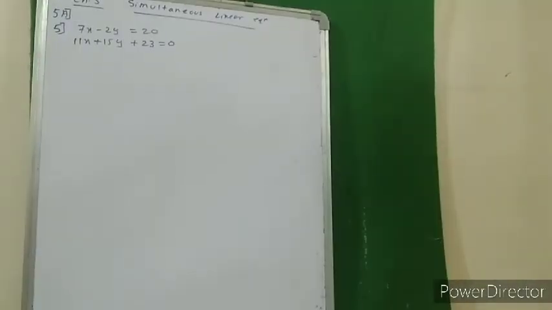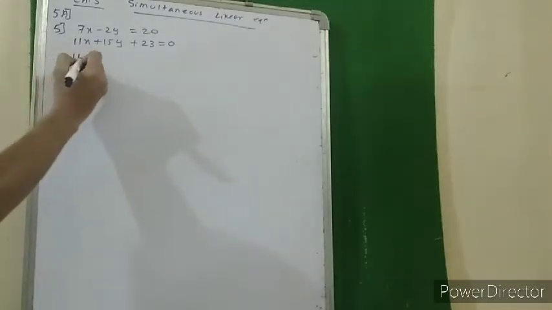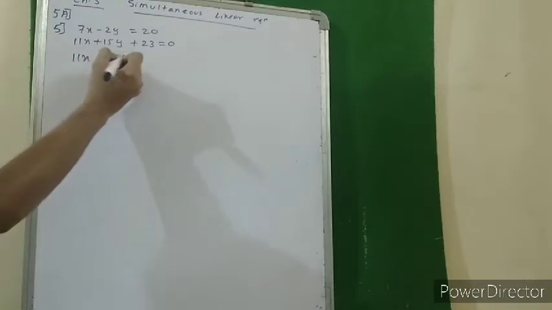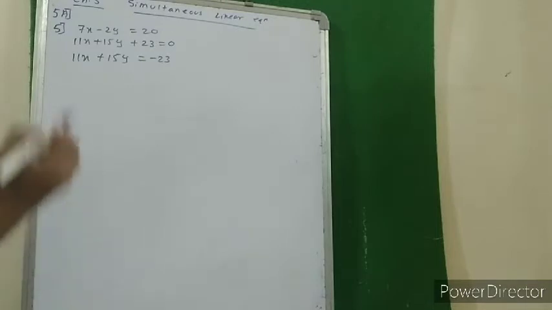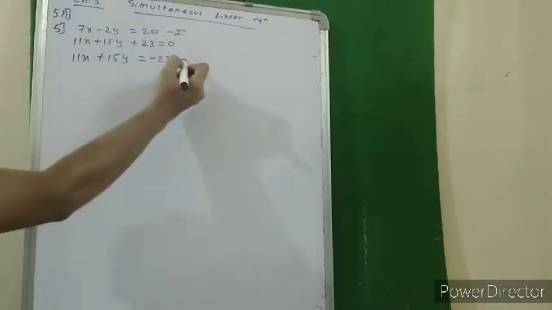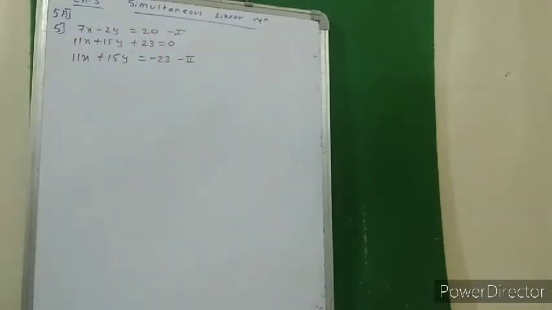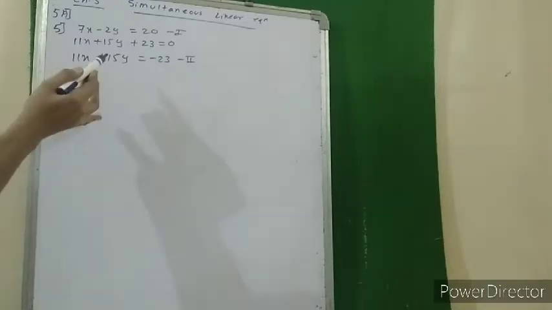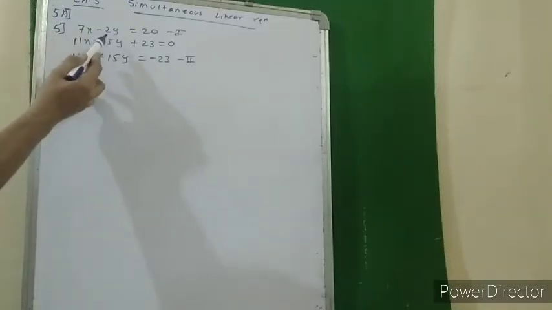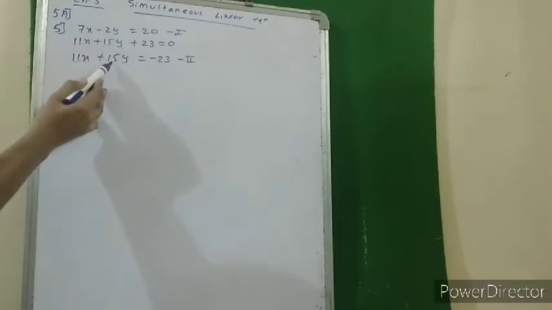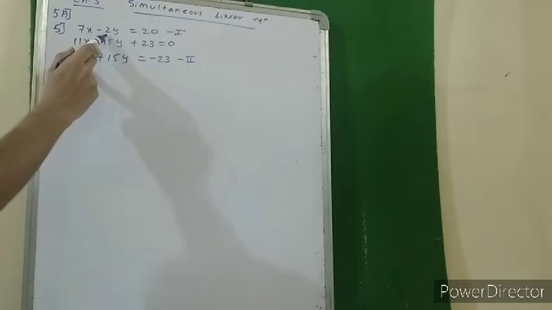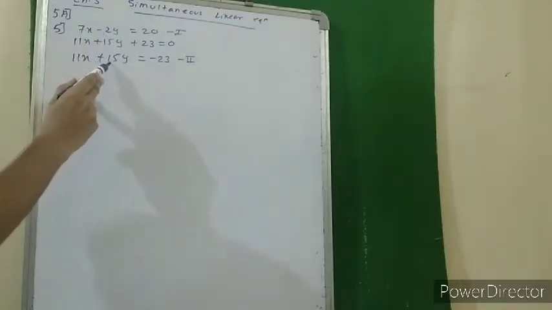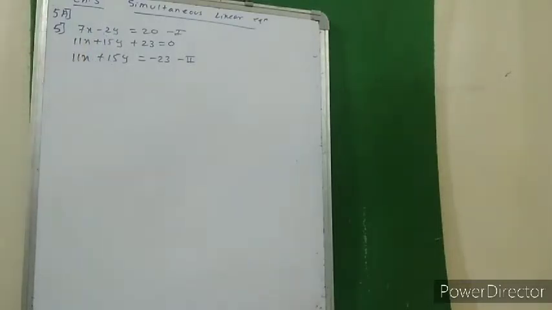Okay, in the fifth question we have 7x minus 2y is equal to 20 and 11x plus 15y plus 23 will go there and become minus 23. We have this as equation number 1 and this equation as 2. We will try to bring the coefficient same. I will try to bring the coefficient of y same. Here we have 2, here we have 15. I will multiply by 15 with the first equation, and I will multiply by 2 to the second equation.